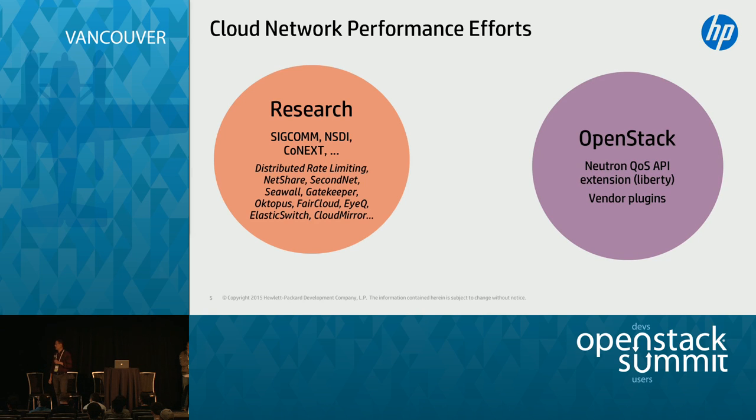If we look at what's happening in OpenStack, there have been some vendor plugins that provide some level of assurance for bandwidth. And recently, there's an effort in Neutron to define a flexible QoS API. And that looks really interesting to us.